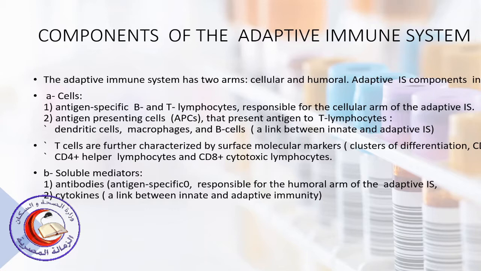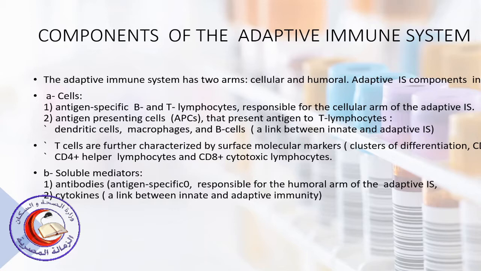What about the components of the adaptive immune system? Again, it has cells and soluble mediators. The cells are antigen-specific B and T lymphocytes. By antigen-specific, we mean that each B or T cell has receptors which can recognize only one type of antigen among billions or trillions of potential antigens.